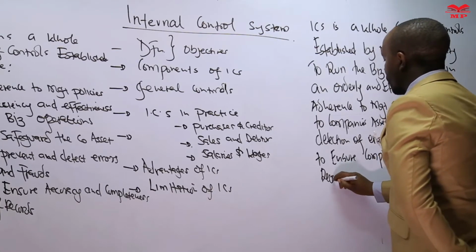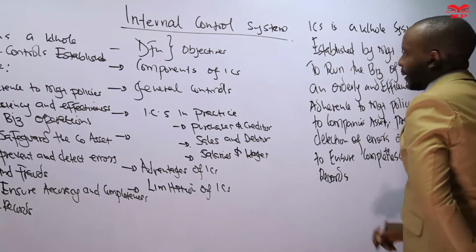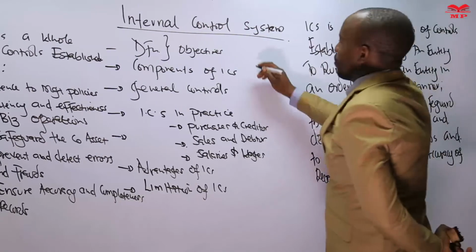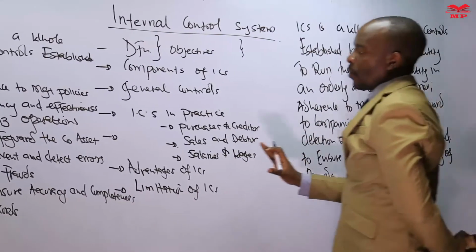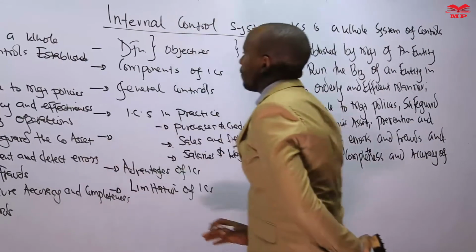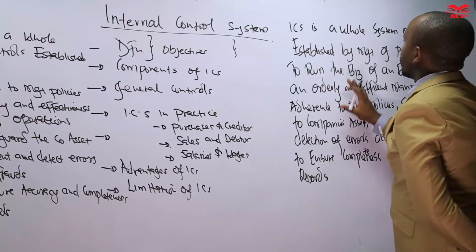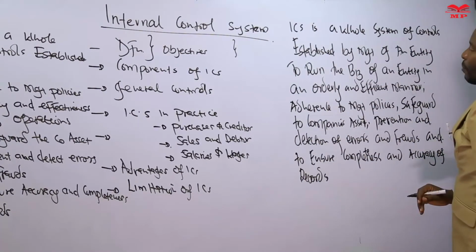That forms the definition. If so, the part I was explaining is this part here. And I was saying, if you know the definition, then you have the what? The objectives. What is the definition? The definition means it is a whole system of controls in a company.